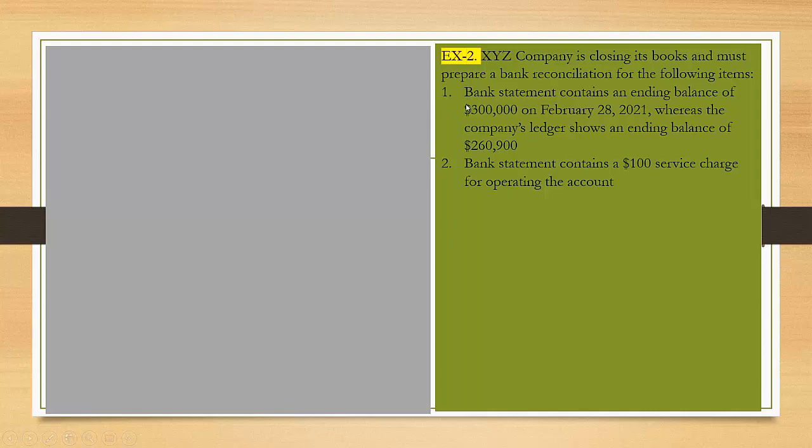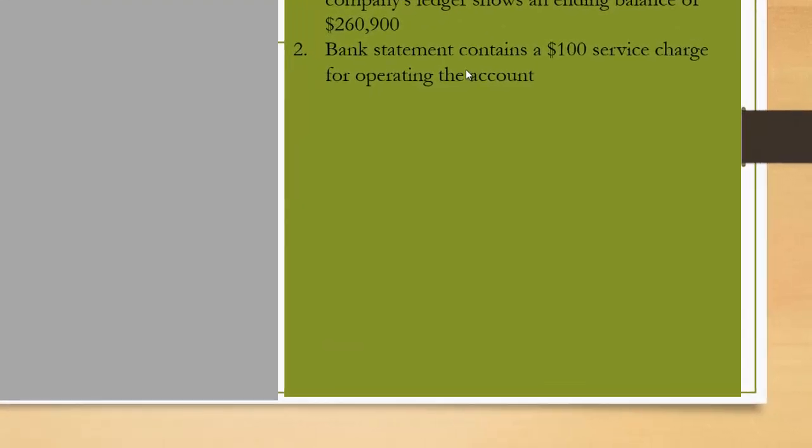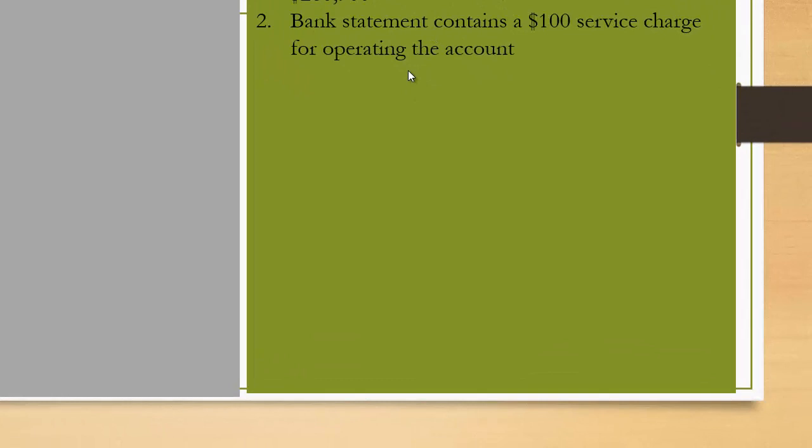Before proceeding on to the further items, let's have a look at the bank statement. It is showing $300,000, while the company's balance or ledger account shows $260,900. Now you see that upon investigation, these are the things which have been revealed: the bank statement contains a $100 service charge for operating the account.